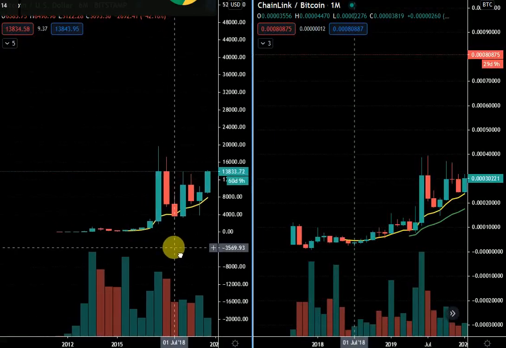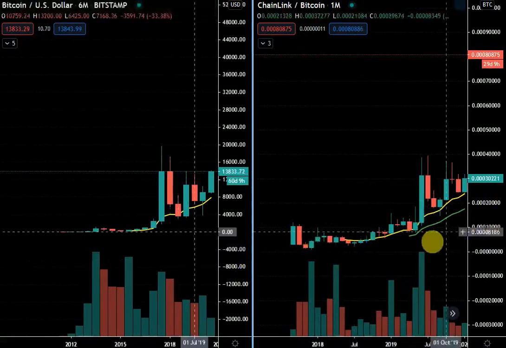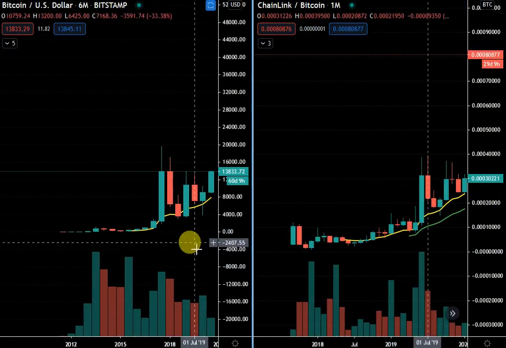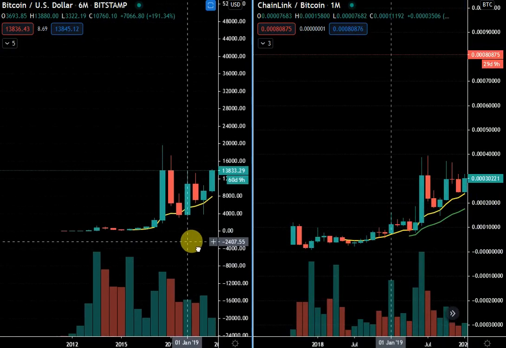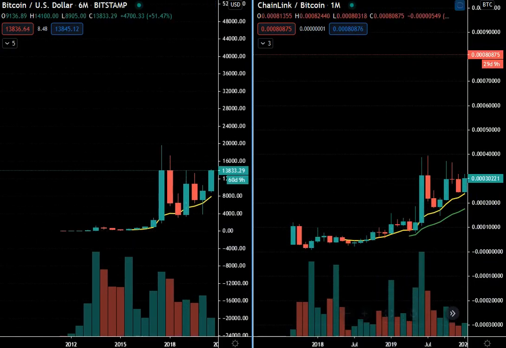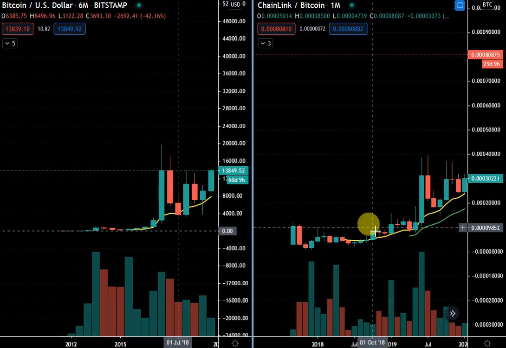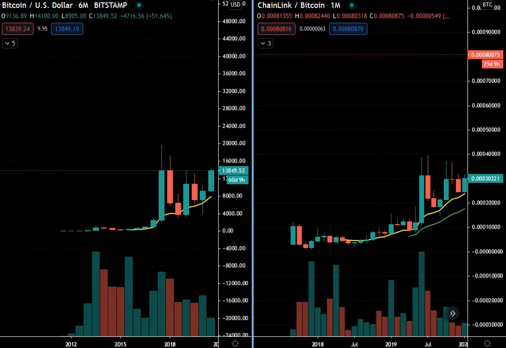All right, guys. So I've got a good fractal for you here. Now they're pretty similar. Definitely similarities in them. Now on the left is Bitcoin. On the right is Link. Okay, so you can see clear as day, right?